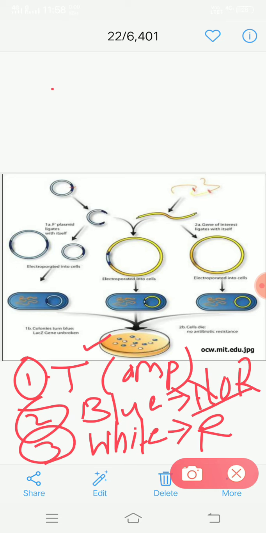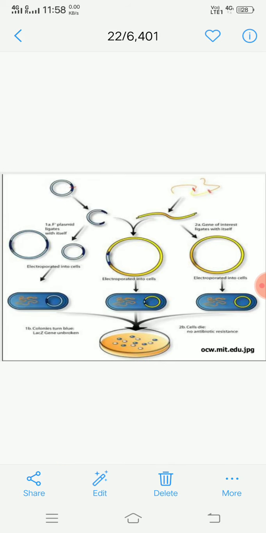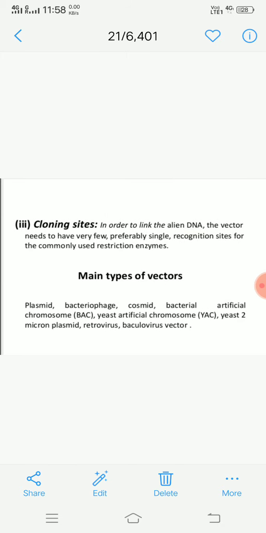And recombinant means our foreign gene is inserted into that lacZ dash gene, so that the lacZ dash function is disturbed and it cannot degrade the X-gal, cannot give the blue color colony, so they are the white color colonies. So white color colonies are your recombinant molecule, or the E. coli which contain your recombinant molecule.